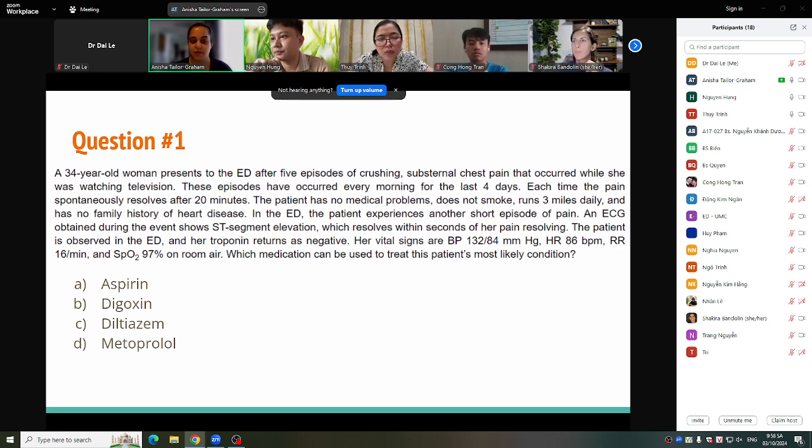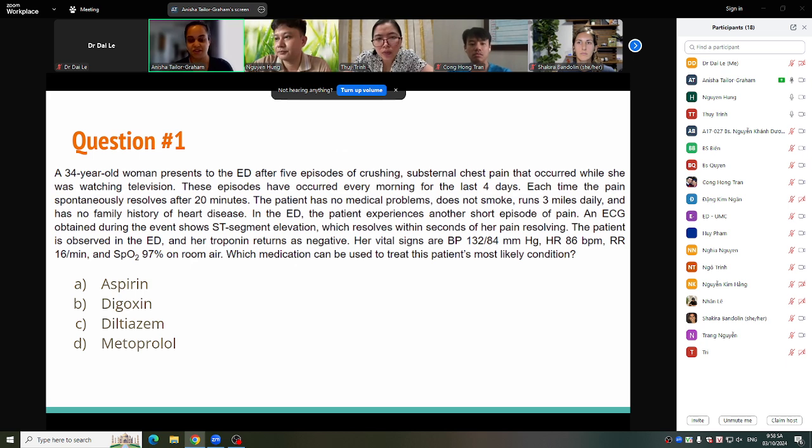In the emergency department, the patient experiences another short episode of pain. An EKG obtained during the event shows ST segment elevation, which resolves within a few seconds of her pain resolving. The patient is observed in the emergency department and her troponin returns as negative. Her vital signs are a blood pressure of 132/84, a heart rate of 86, respiratory rate of 16, and oxygen saturation of 97% on room air.